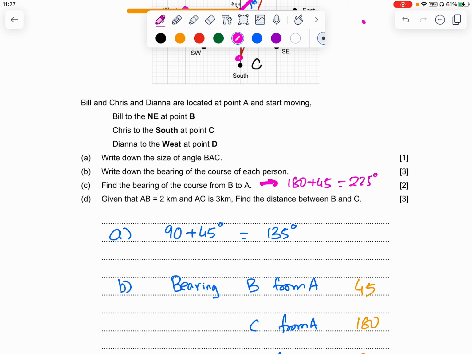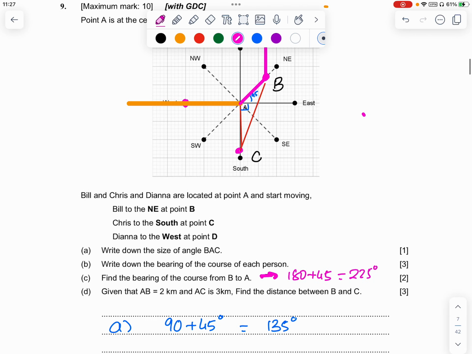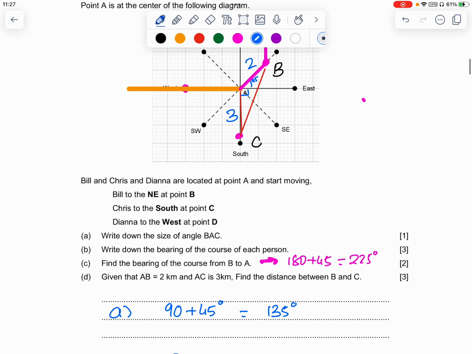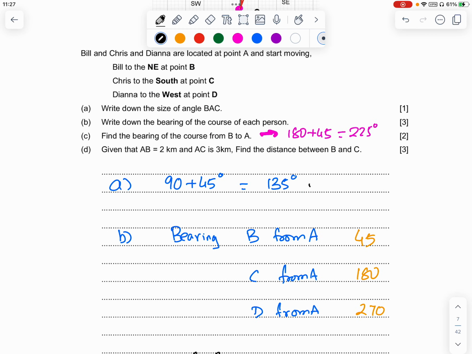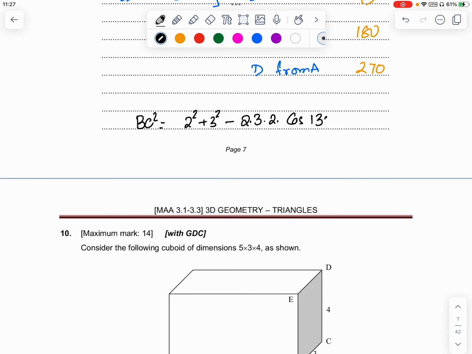Given that AB is 2 kilometers and AC is 3 kilometers, find the distance between B and C. AB is 2 kilometers and AC is 3 kilometers. Find the distance between B and C. So I'm going to use cosine rule. So BC square equals 2 square plus 3 square minus 2 times 3 times 2 times cosine. What is the angle between that one? We have already learned the angle was 135. So cosine 135. So simplify that. You should be getting 4.6352, which is 4.64.